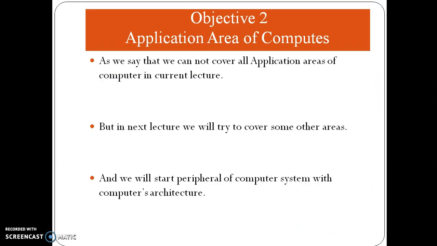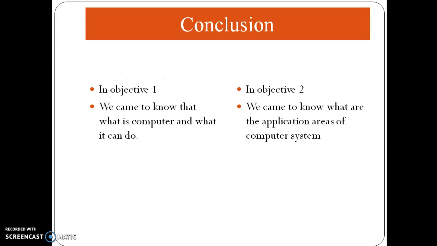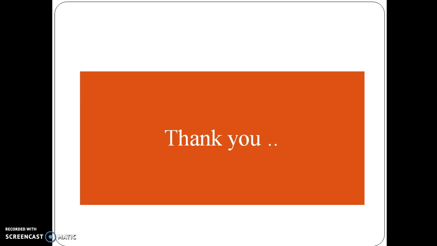In the next slide, we see that we cannot cover all the application areas in this lecture, but in the next lecture we will try to cover some other areas, and we will start with the peripherals of the computer system and the computer architecture. And the conclusion of this lecture is, in objective 1 we came to know what a computer system is and what it can do. In objective 2 we came to know the application areas of computer systems. Thank you very much for listening.